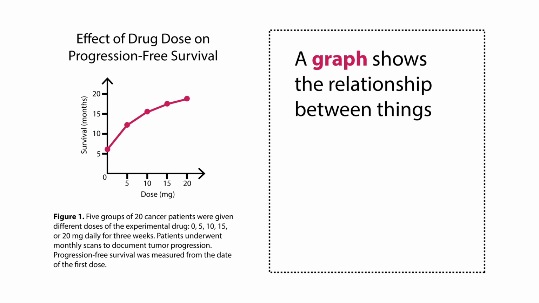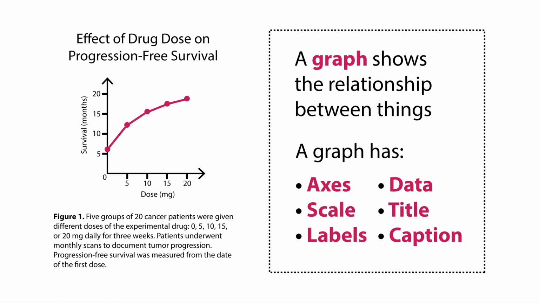To summarize what we just said, a graph is a diagram that shows the relationship between 2 or more things, in this case, the relationship between 2 things. Graphs have axes. The scale and labels on the axes show what those axes represent. Graphs have data that can be represented as points or as bars in the case of a bar graph. The data represents the results of your experiment.